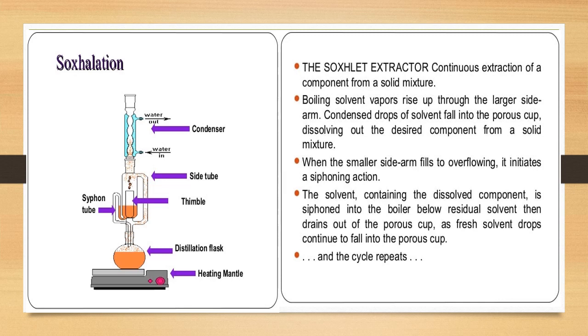Boiling solvent vapors rise up through the larger side arm. Condensed drops of solvent fall into the porous cup, dissolving out the desired component from the solid mixture. When the smaller side arm fills to overflowing, it initiates a siphoning action. The solvent containing the dissolved component is siphoned into the boiler below. Residual solvent then drains out of the porous cup as fresh solvent drops in, and this cycle will continue and the extraction process will repeat.